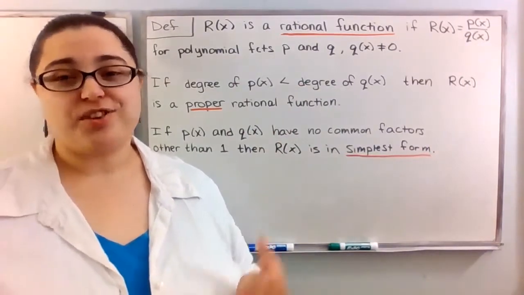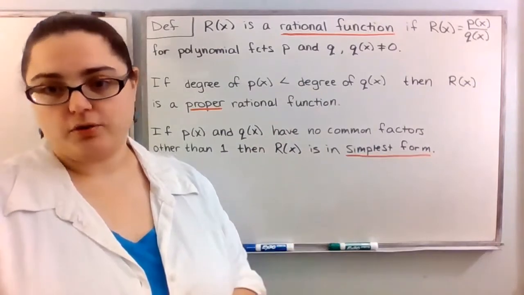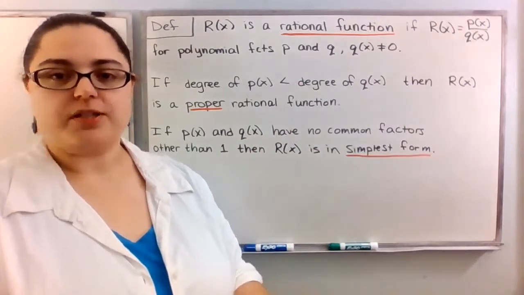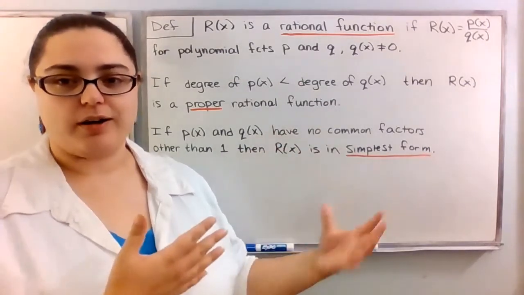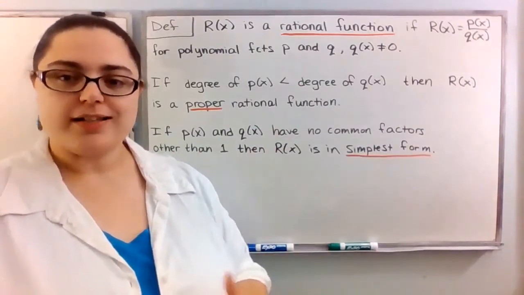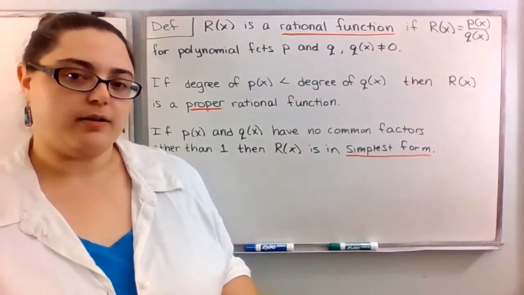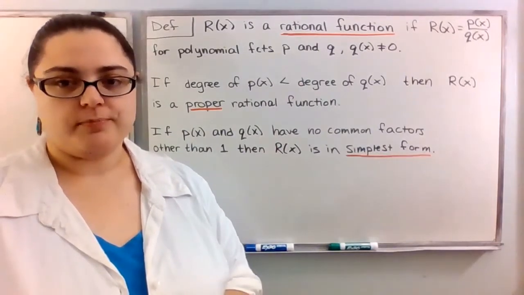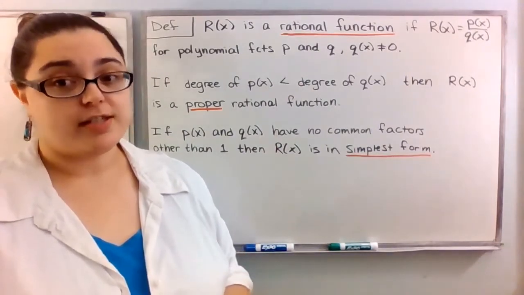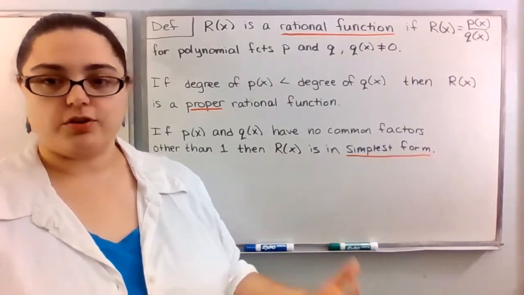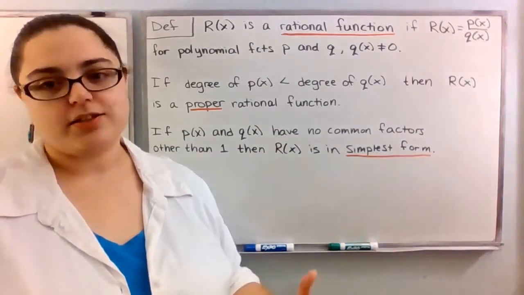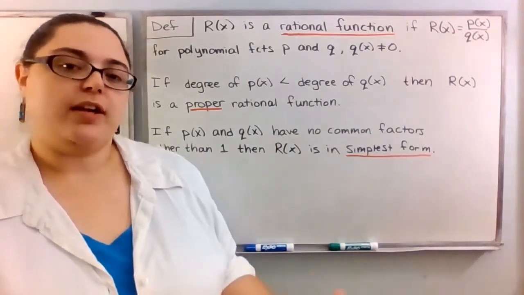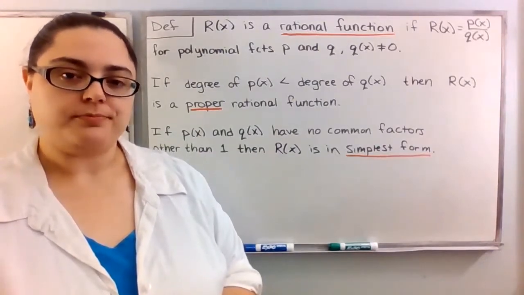The way that we measure the size of polynomials is by the degree. As long as the degree of the numerator is smaller than the degree of the denominator, then it will be a proper rational function. If the degrees are the same, or if the degree of the numerator is larger than the degree of the denominator, then we have an improper rational function.